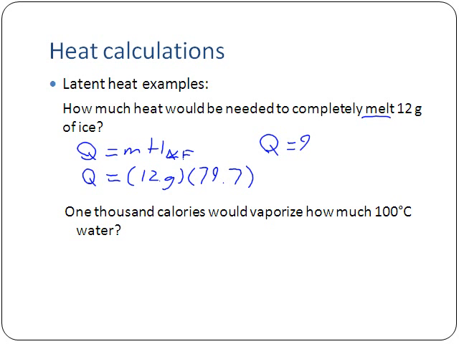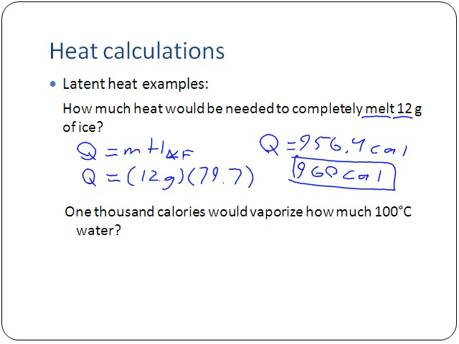So 956.4 calories is the amount of heat needed to melt 12 grams of ice. Now, significant figure-wise, we have 2 sig figs right here, and so we'd have to round this final Q to 960 calories. And that would be our final answer. So 960 calories to melt 12 grams of ice. Let's try another one.